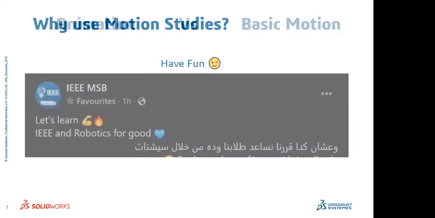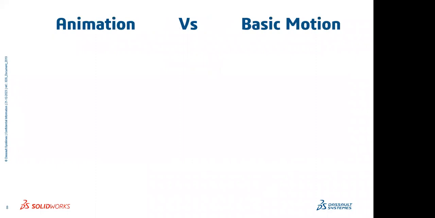All right, so now let's talk about motion studies, right? So we said that there are different types: animation and basic motion. There's actually a third type, which is motion analysis, but that's only for those who have SolidWorks Premium. So we're not going to talk about it today. We're just going to talk about animation and basic motion, both of which exist in every version of SolidWorks, whether it's SolidWorks Standard or Professional, whether it's a student edition or a commercial license.